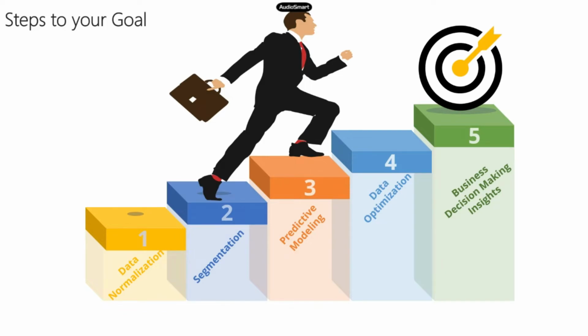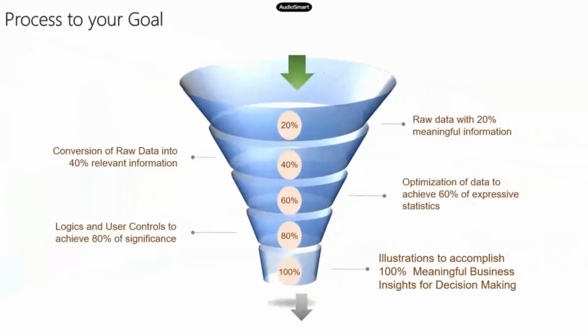Then we are talking about the segmentation. Here we have the conversion of raw data into 40% of relevant information. That means whatever information is required for a particular module, we need to segregate that module. Suppose we have a sales report, and in the sales report we have 15 tables. We can segregate that information for sales, then for inventory and others too.